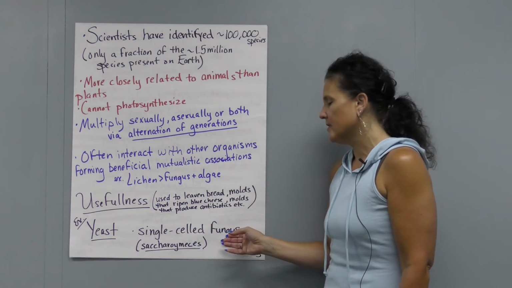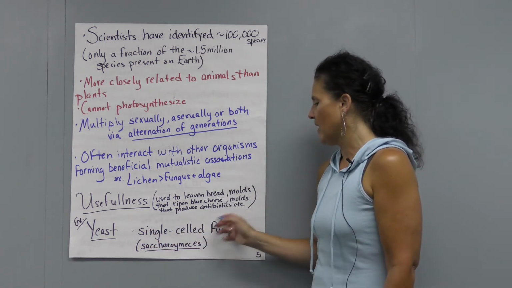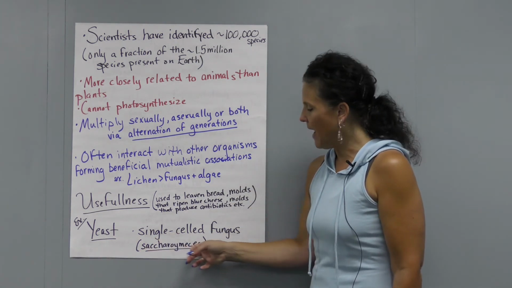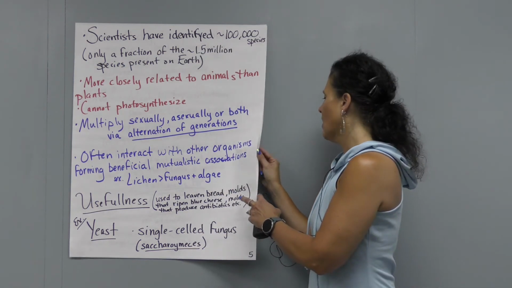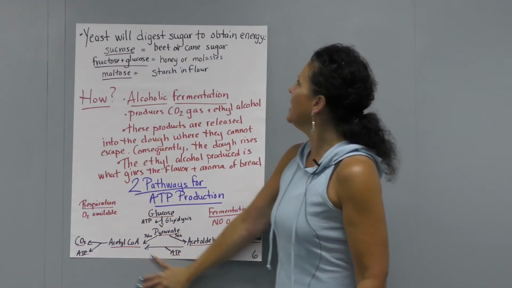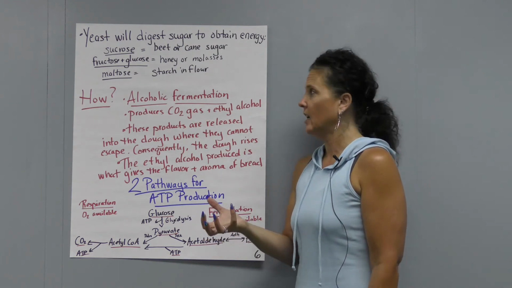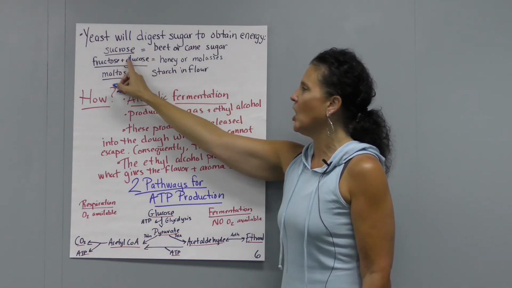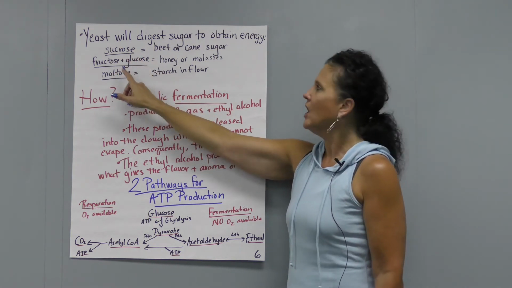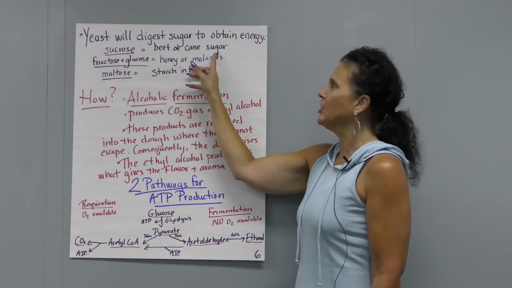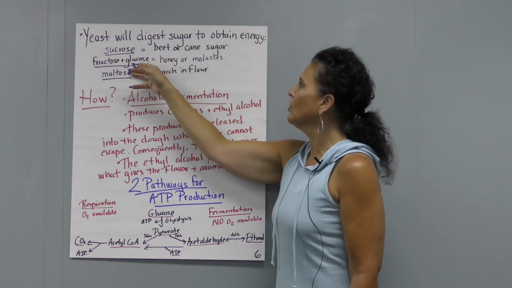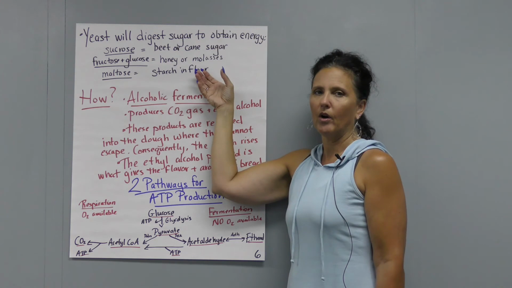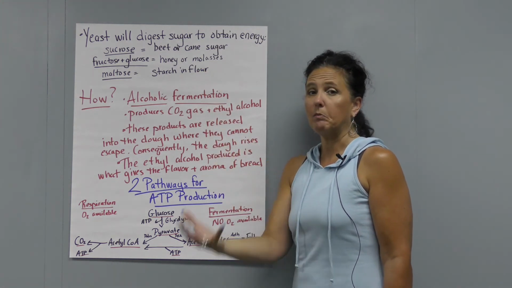It's a single-celled fungus. The name of the fungus is Saccharomycetes, and you don't need to know that. Sacro kind of means sugar, right? When you see myces like this, that means fungus. So that we can look at. But the yeast will digest sugar to obtain energy. So we have different forms of sugar that this yeast will digest. I've told you before, anytime you see OSE on a word, it means sugar. So sucrose, that's beet or cane sugar, right? And fructose and glucose, things like honey or molasses. And maltose is starch that's in flour. We find starch in flour because flour is a plant product.